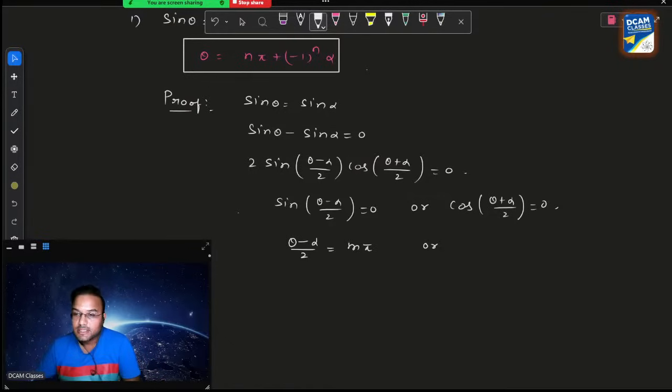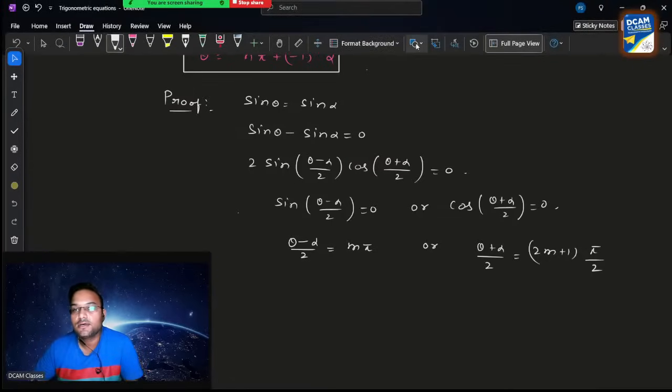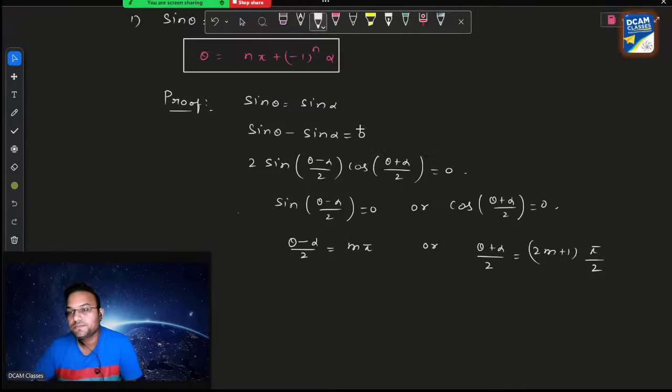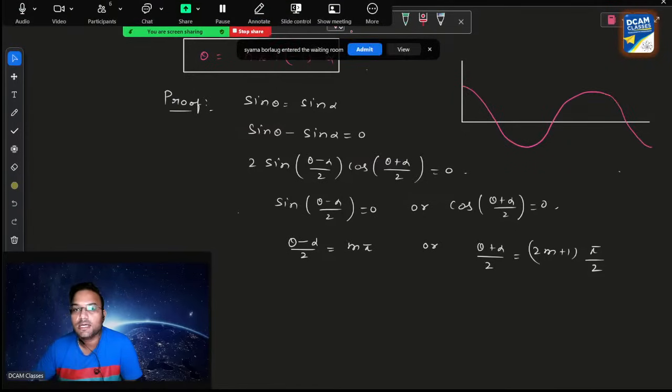In that case, theta plus alpha by 2 must be equal to 2m plus 1 into pi by 2. The answer you'll get if you know the cos graph. Let me draw that also. You have to be very thorough in drawing the graph. I think I have shown this, told you, shown the graph.